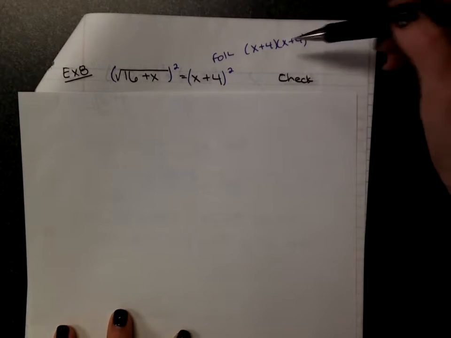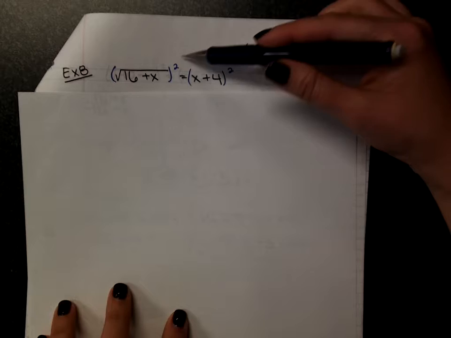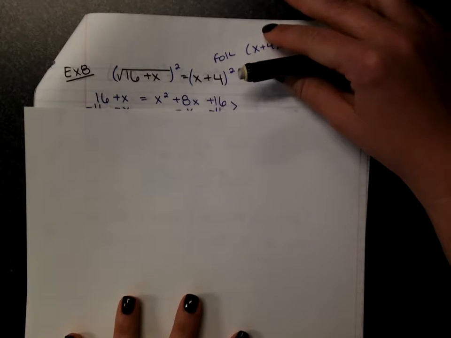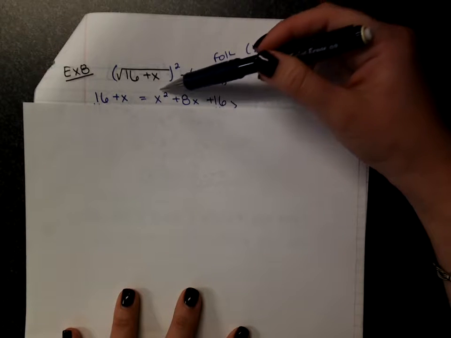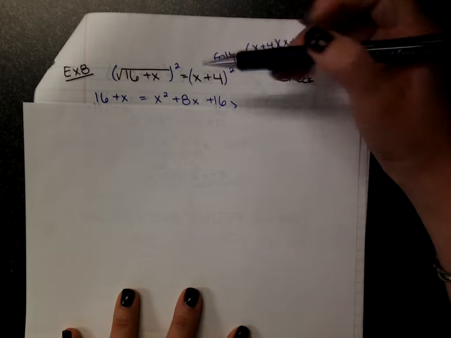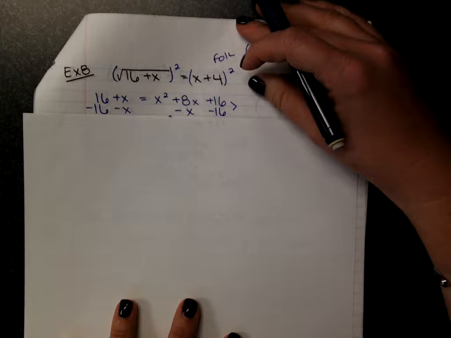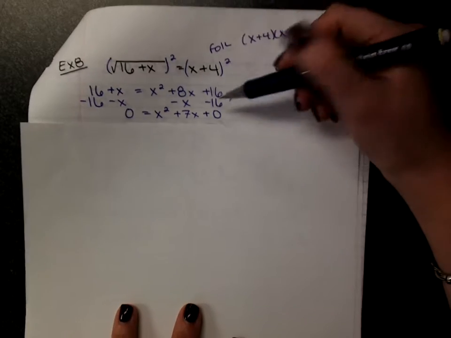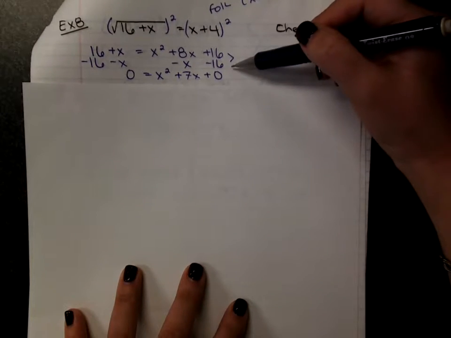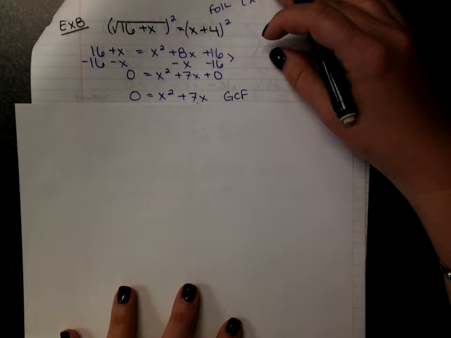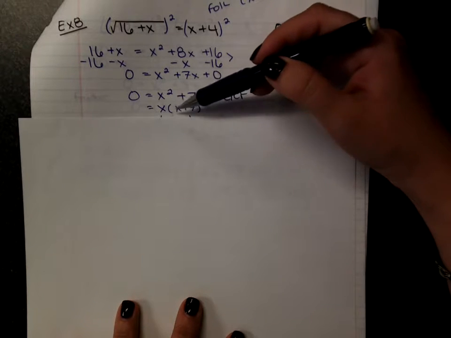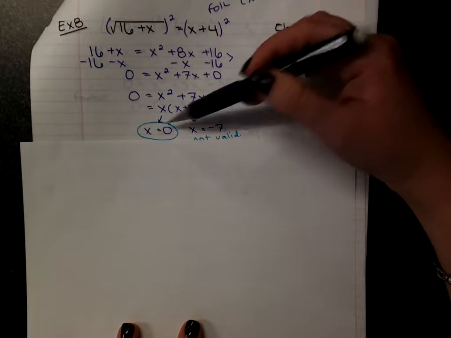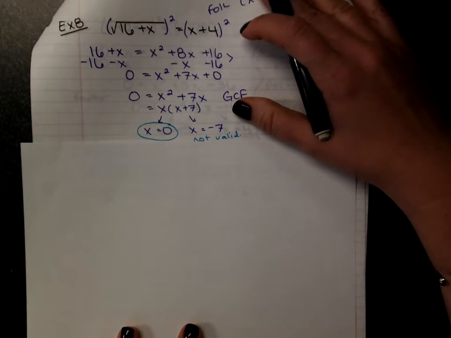Here again, when we square both sides, we have to FOIL and work that out. That should give you 16 plus x equals x squared plus 8x plus 16. Move everything to one side. Then you again get 0 for your constant. So you really just have x squared plus 7x. Then you GCF out the x, and again you get two answers, 0 and -7.